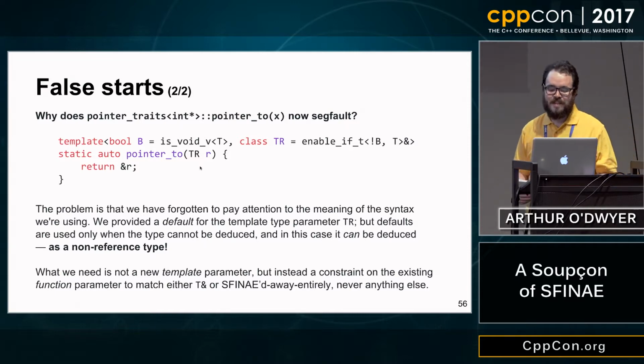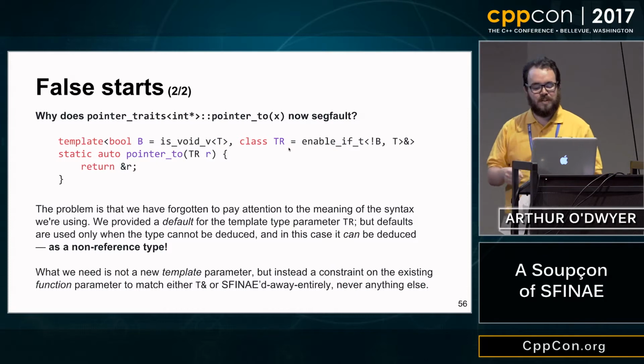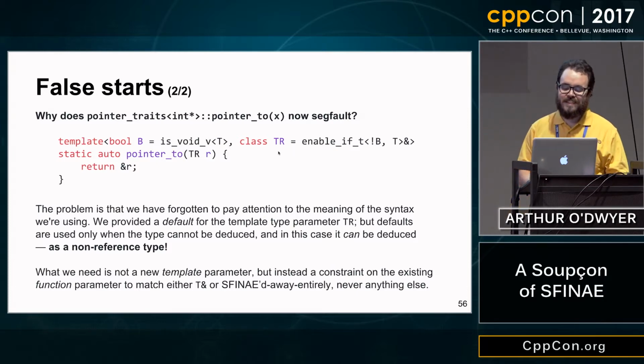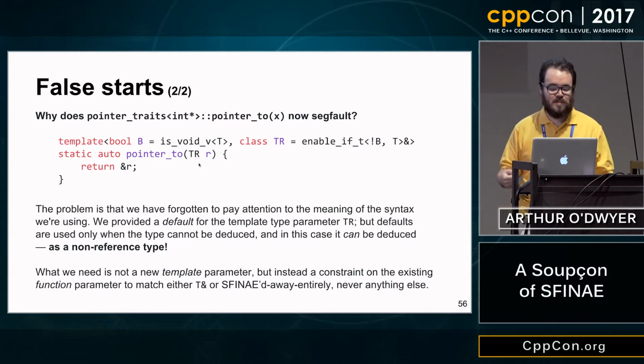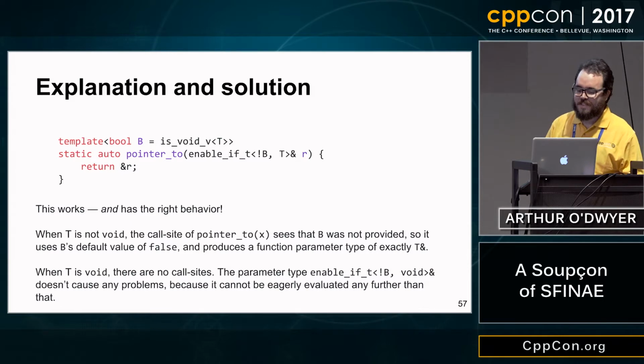So what we need is not really this new template parameter, although we could make that work actually, but we need not a new template parameter. We need a new constraint on the existing function parameter so that the existing function parameter can match either tref or ill-formed. So we could do something like this.